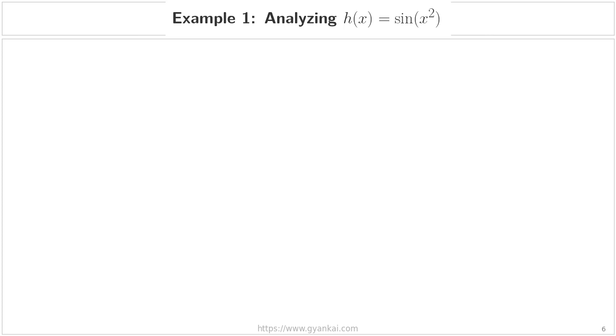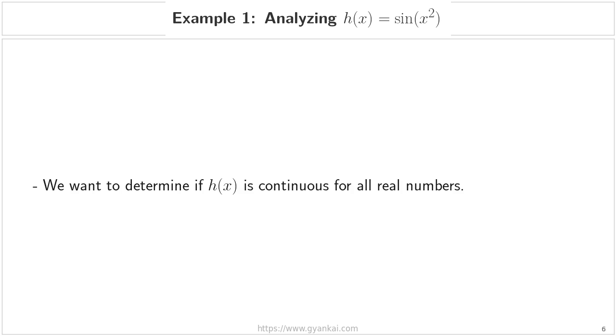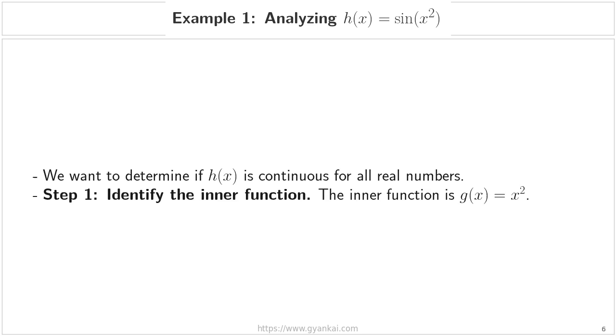Example 1. Analyzing h of x equals sine of x squared. Now, let's put the 5-step analysis process we just discussed into practice with our first example. We want to determine if the function h of x, which equals sine of x squared, is continuous for all real numbers. Starting with step 1, we need to identify the inner function. Looking at the expression, the first operation applied to x is squaring it. Therefore, our inner function, g of x, is x squared.